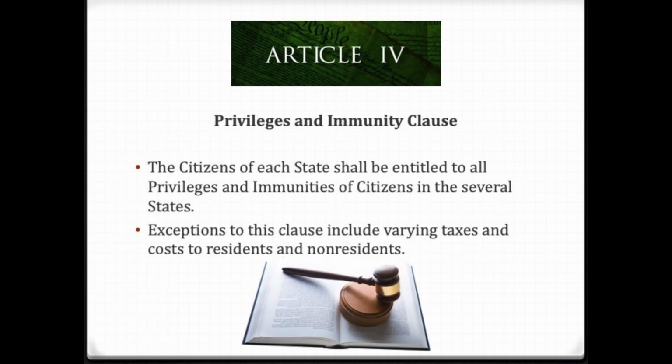Our next clause is the Privileges and Immunities Clause. Basically, it's a guarantee that states cannot discriminate against citizens of other states, and that those states must give people from other states the same fundamental rights it gives its own citizens. For example, Arizona cannot prohibit New Mexico residents from traveling, owning property, or working in Arizona, nor can the state impose substantially different taxes on residents and non-residents.